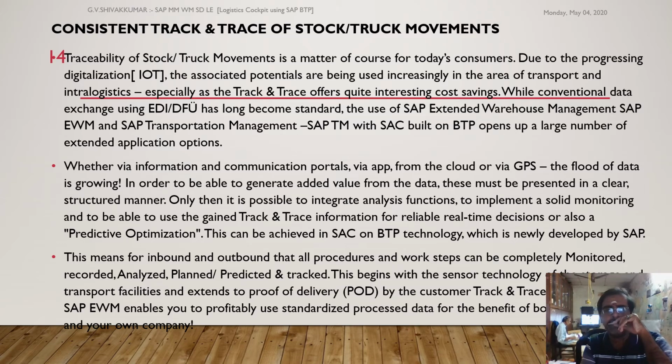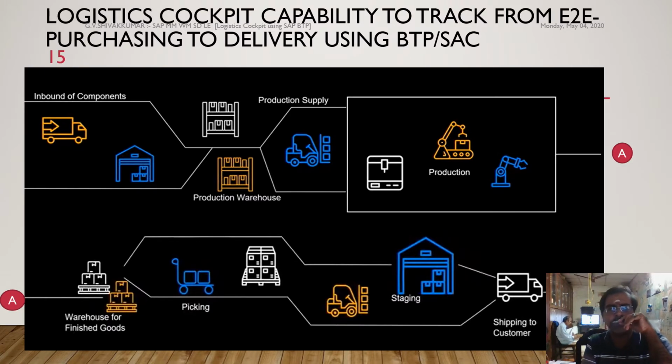So these are the consistent advantages over the track and trace of materials and truck movements from the source to destination. So next thing here, I am showing the logistics cockpit capability to track and trace from end-to-end purchasing to delivery using BTP and SAC. I'm just giving the diagram, right?